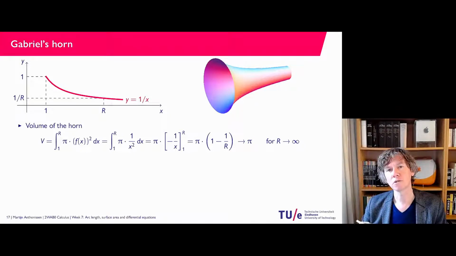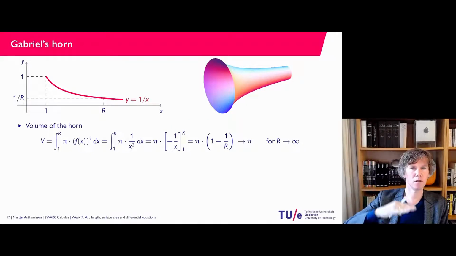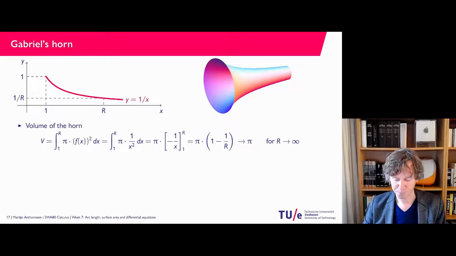So what that means is this shape, this trumpet that we cannot build because it's infinitely long, but the volume goes to pi. So if you would take paint and you would pour paint into this trumpet, then apparently if you put in pi liters of paint, it's going to be full. Okay.